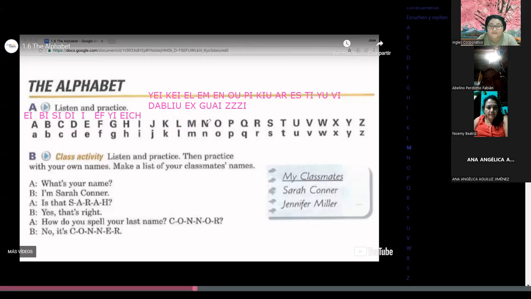¿Alguien preguntó? ¿Alguien preguntó de alguna de estas? ¿No? No, escuché que dijo que repitiera, ¿no? Ok.